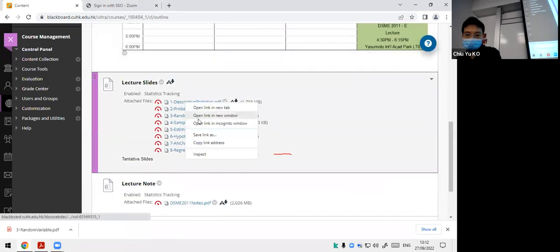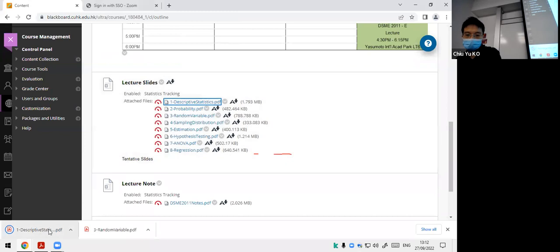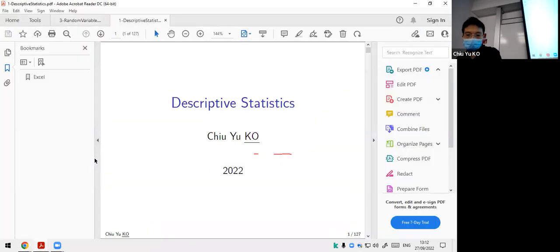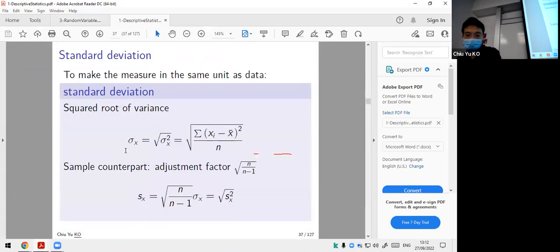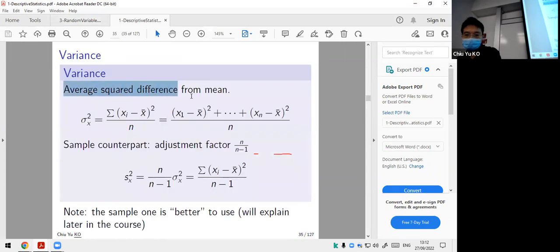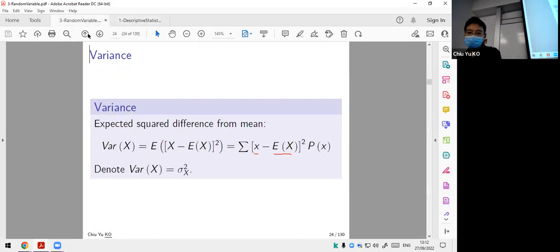Let's take out the first slide, how we defined variance. Variance, as we defined it, is the average squared difference from the mean, the expectation of the squared difference from the mean. The difference is that in topic 1 we used the average, but now we use the expected value, or expectation, of the squared difference from the mean. The same thing.